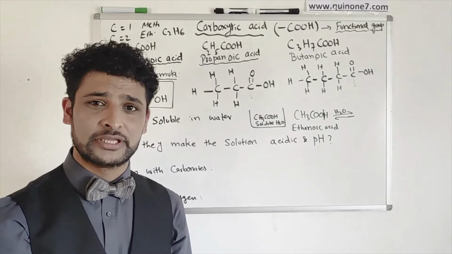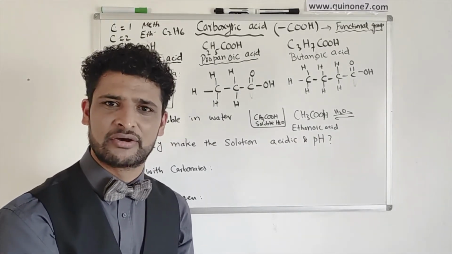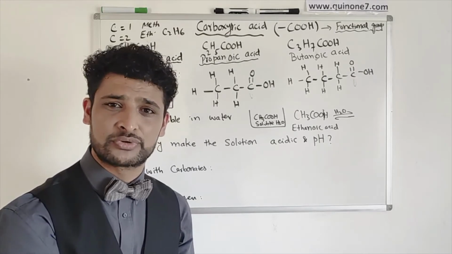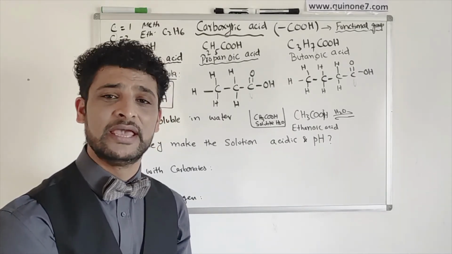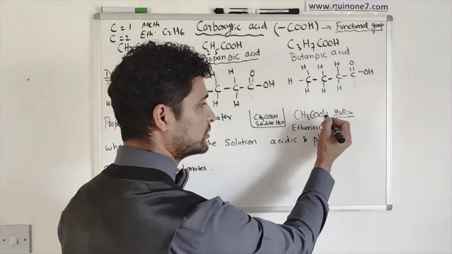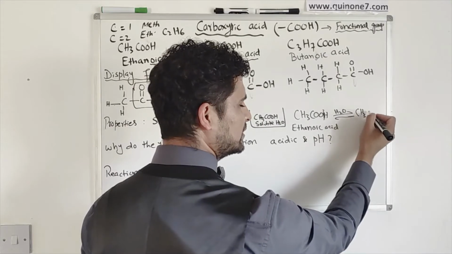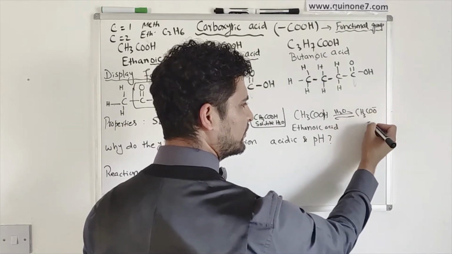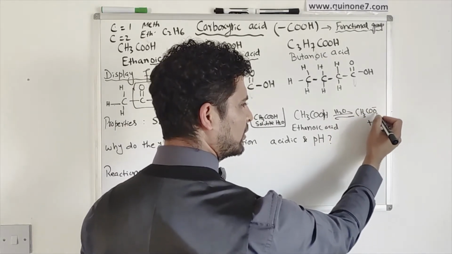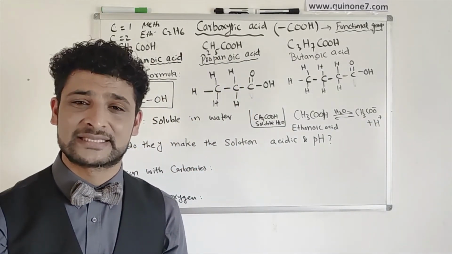Acids are called acids because they release H positive ion, or they donate a proton, or donate H positive ion, in the aqueous solution. That's why they are known as an acid. Now this one will be broken from here, so the rest of the molecule will be CH3COO negative and H positive ion. Now this H positive ion will determine how strong the acid is.